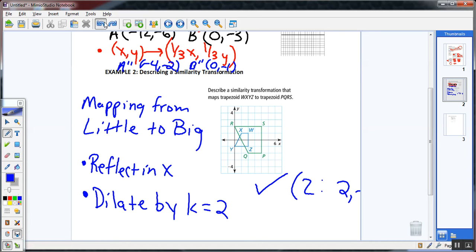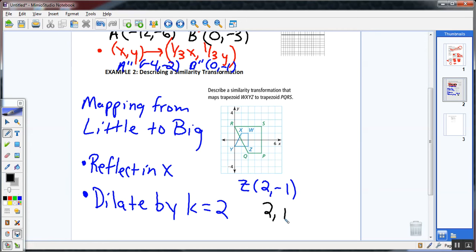We're going to check this point Z. Z is the point (2, negative 1). Okay? Let's do the reflection in the x-axis right now. What would (2, negative 1) become by reflecting it in the x-axis? (2, 1). So a reflection in the x-axis makes this become (2, 1).